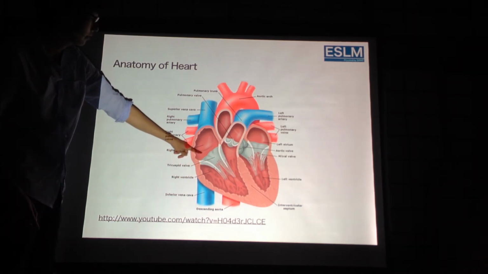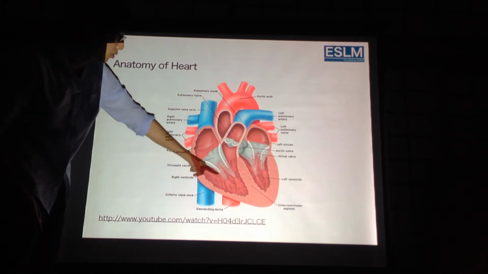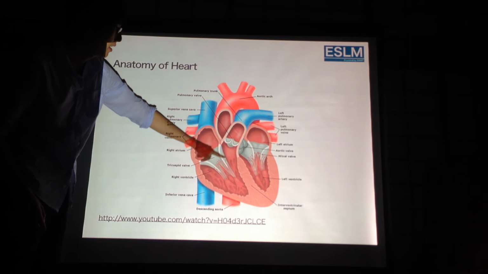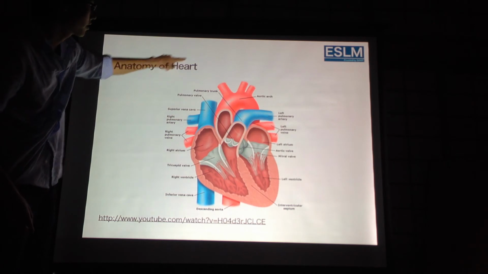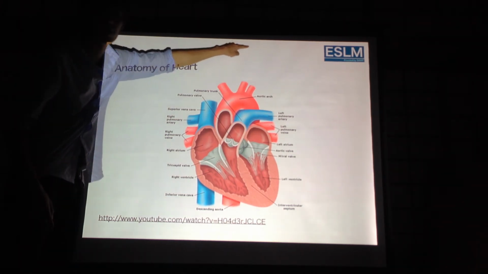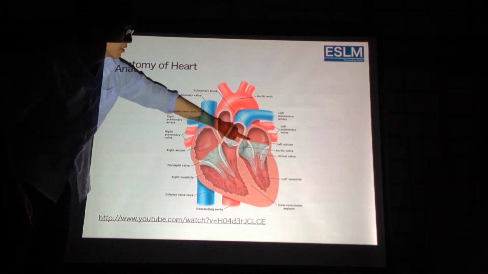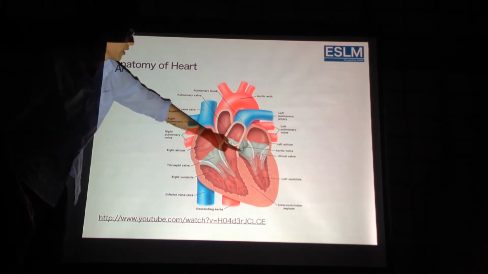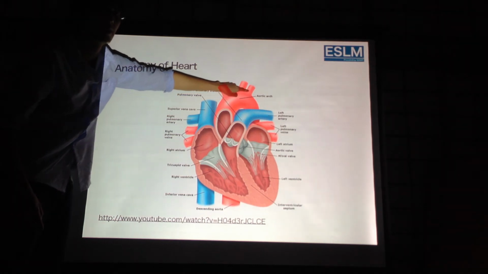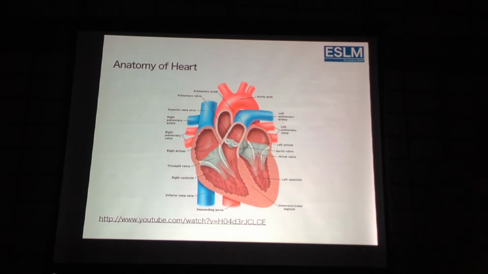The deoxygenated blood goes through the inferior or superior vena cava to the right atrium. Then it goes to the right ventricle, and then to the pulmonary artery, and on to the lung. Then the oxygenated blood comes back to the left atrium, goes to the left ventricle, and is pumped out to the aorta. And then it goes around the body. Okay. So just remember four rooms.